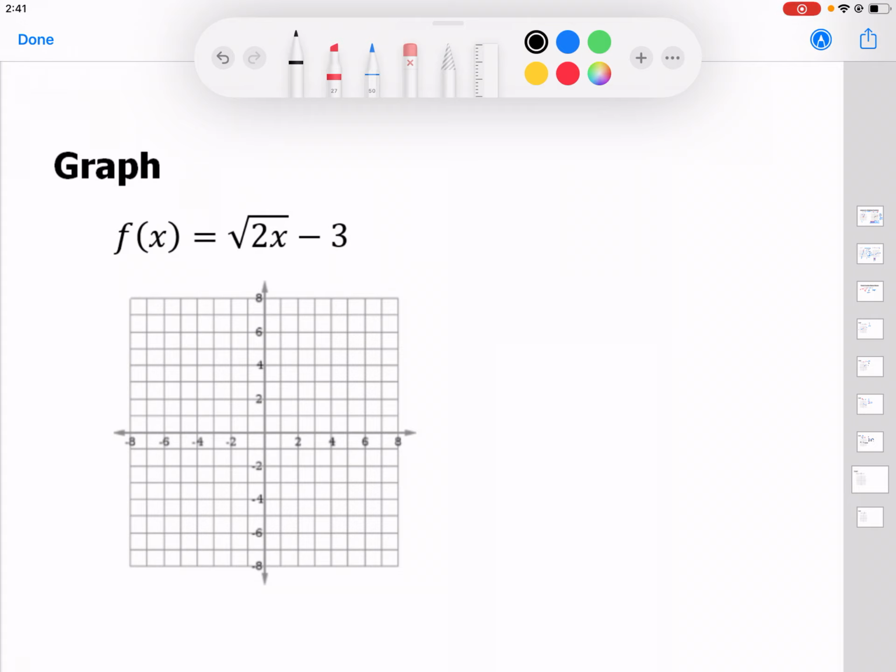Okay, here's our next one. We've got a square root. Just a quick reminder, since I haven't reminded you in a bit, this could also be written as 2x in parentheses to the 1/2 minus 3. Okay, so these both mean the same thing.